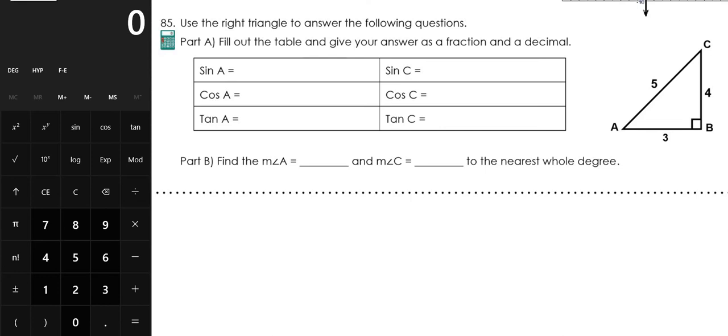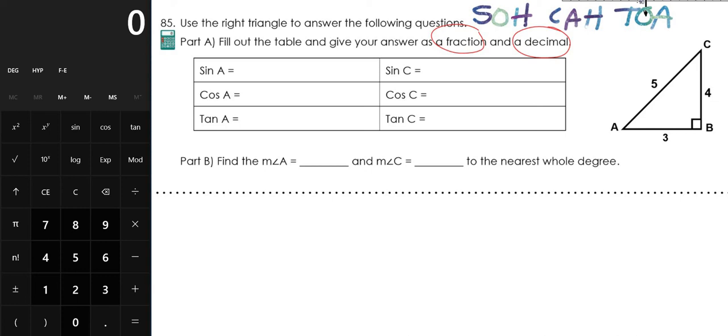Last one. Number 85. Use the right triangle to answer the following questions. Part A. Fill out the table and give your answer as a fraction and as a decimal. Okay, so look at all of these blanks. It's all trig, so you have to know your ratios. So make sure before you get started that you understand that we're following SOH CAH TOA.